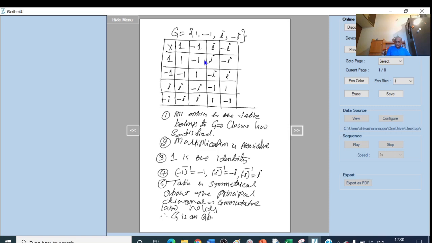G is an abelian group with respect to dot, or we can write cross, or we say that it's multiplication. Okay. This is how we can verify whether the given finite set is a group or not with respect to the given operation.